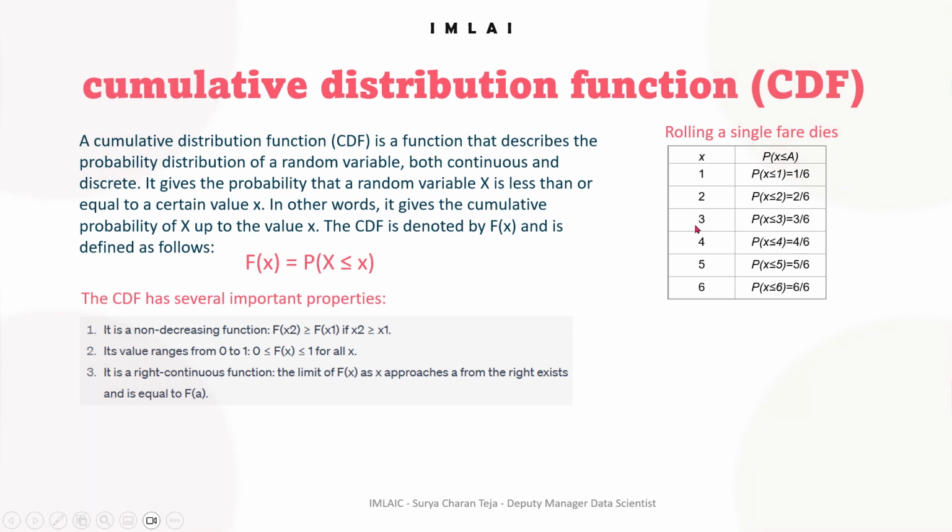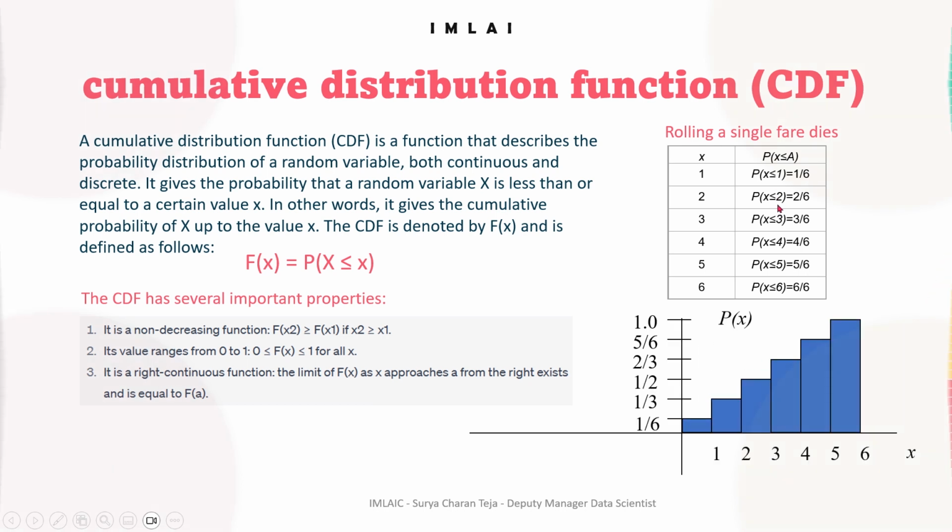Then when it comes to 3, now I need to have till 3. So P of x less than or equal to 3 means from 1 till 3. So I have to add up all those things. 1 by 6 plus 2 by 6 becomes 3 by 6. Same when it comes to the probability of x less than or equal to 4, it becomes 4 by 6, then 5 by 6, then finally 6 by 6. This is your cumulative distribution.